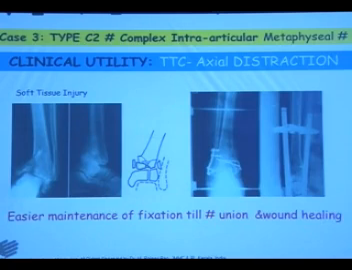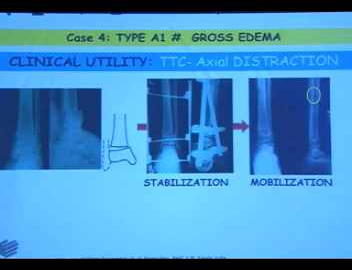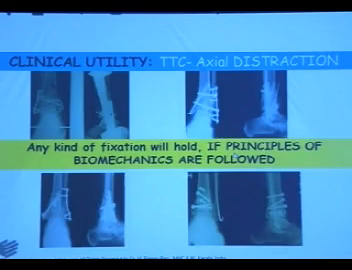Another case, a C2 fracture with an intra-articular and a metaphyseal extension, where there is poor soft tissue, this can all be stretched on the same and let the fracture unite, and wait for the distraction to be done. It heals up well. Coming to an A1 type with a gross edema where it could not be nailed, this unnailable fragment was being put up by passing a pin from the tibia through the fracture fragment into the calcaneum, and this was being distracted and immobilized, followed by healing.